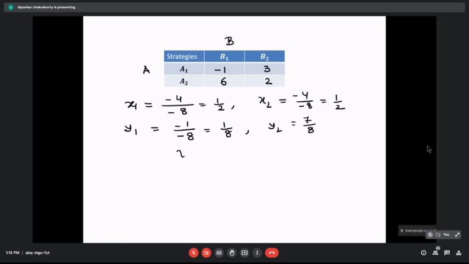And what is the value of the game? -1 minus 2, that is -2. 6 into 3, that is -18, divided by -8. That is 20 by 8. 20 by 8 means 5 by 4. Sorry, 5 by 2.